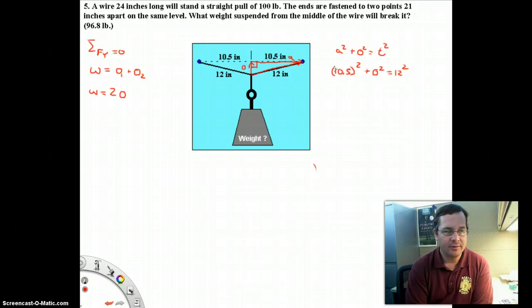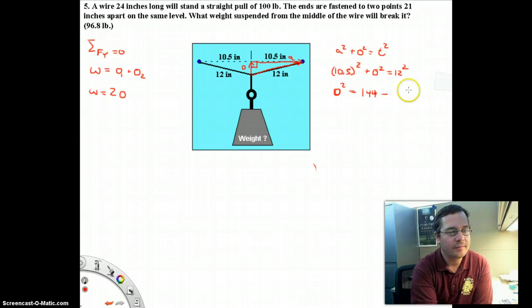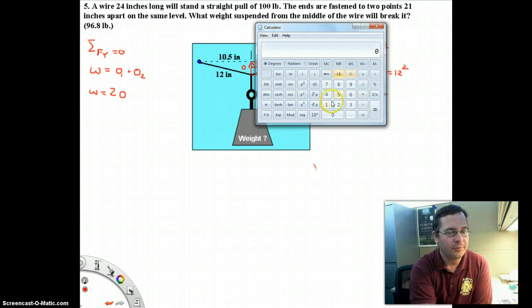And now we can do some turning of the crank. We want to get O by itself, so I'm going to leave O on the left side. O squared equals, and I'm going to subtract from the right side this quantity, but first I want to simplify the 12 squared. Well, 12 squared is 144, and subtracted from that is going to be 10.5 squared. Let's find out what 10.5 squared is. Okay, 110 and 1/4.